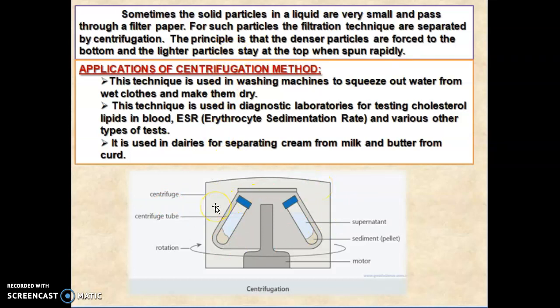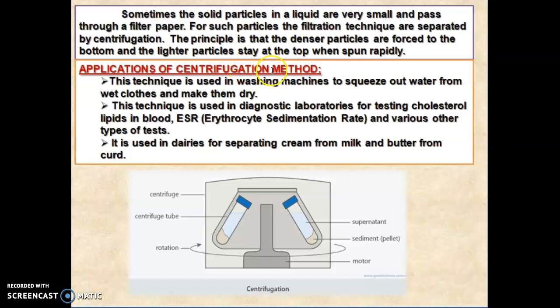You can see this in a milk dairy, where they use it to check fats. This is a test tube. The supernatant has the lighter particles, and the denser particles will be settled down. And this is a centrifuge machine. It is rotated using a motor, and we can also do it by hand rotation.